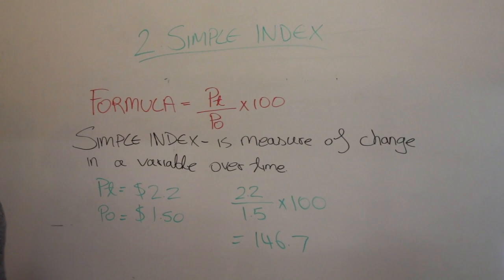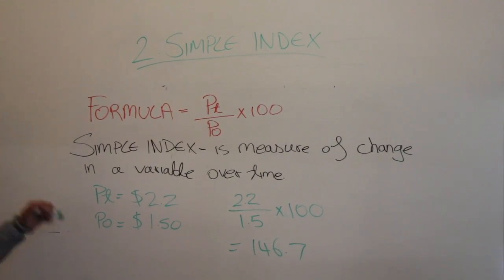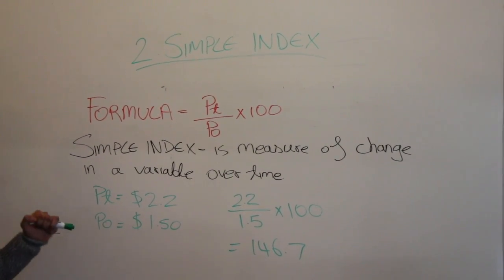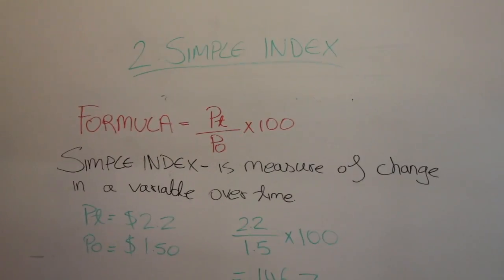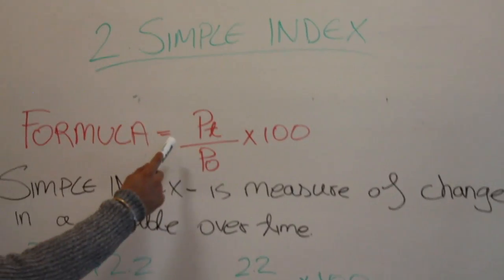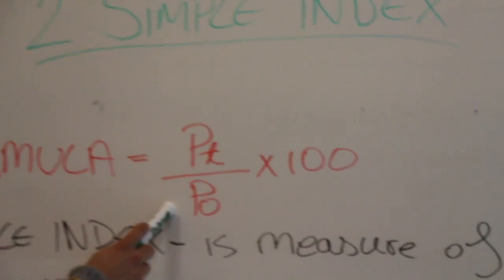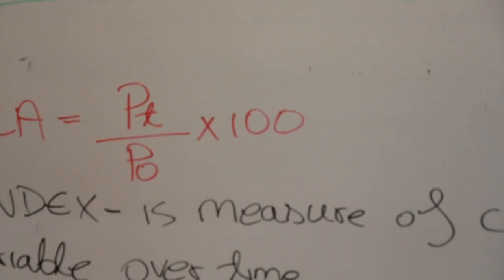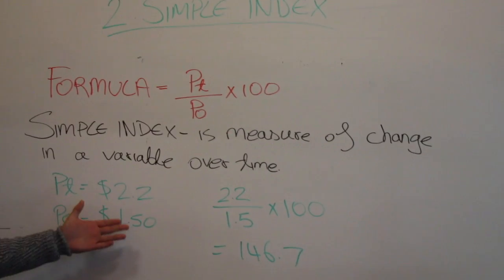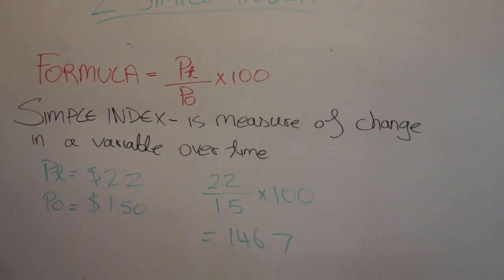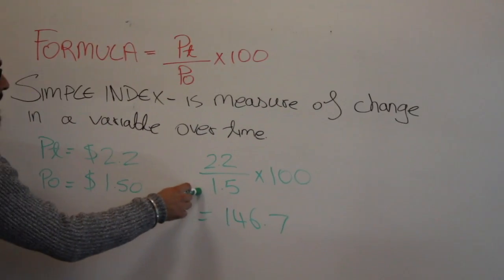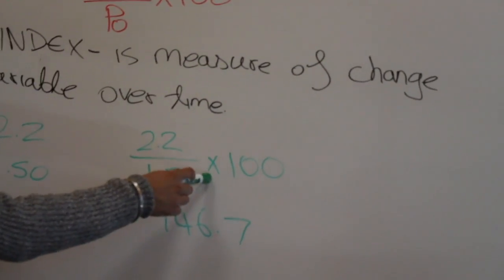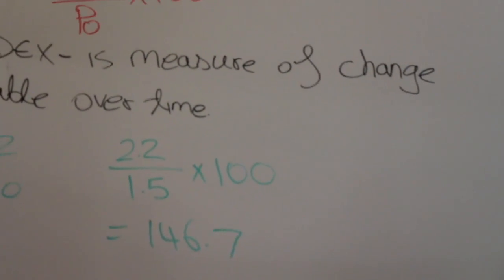The second index we're going to talk about is simple index. The definition is it's a measure of change in a variable over time, and the formula is simply the current price divided by the base price times 100. We have a few numbers here, 2.2 and 1.5. So you take 2.2 and you divide it by 1.5 and you times it by 100 and you get 146.7.